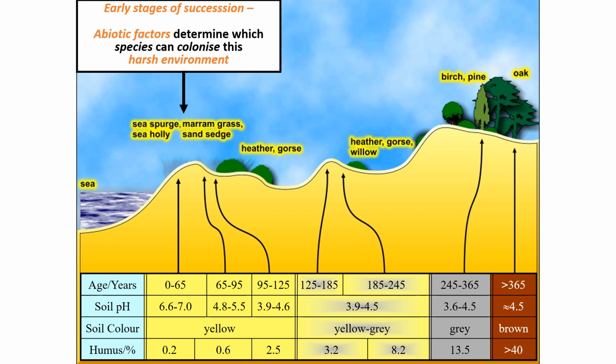If we go back over to the left to these very young dunes, where it talks about the early stages of succession, at this stage, or sere, it's abiotic, non-living factors which determine which species can colonise this environment. It's a very harsh environment, because there's no organic matter or humus in the soil to hold water, so plants here have to be adapted to very low water levels. It's also very harsh in terms of wind from the sea. There's little or no nutrient content in the soil, because there hasn't been anything living there in the past.